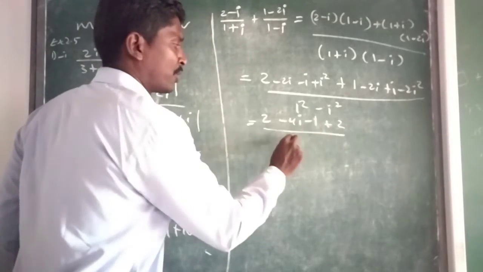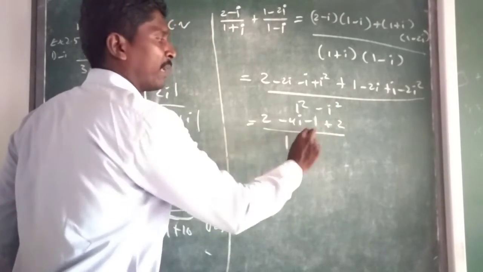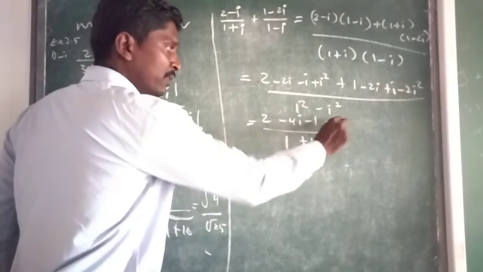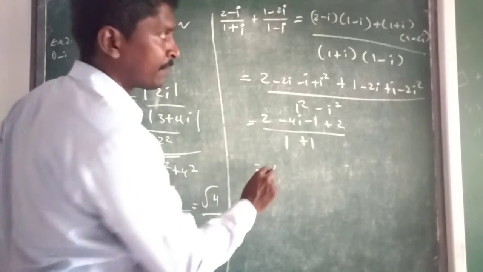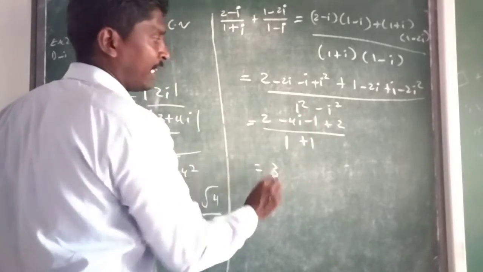Then the denominator: 1 square, i square becomes minus 1, when multiplied becomes plus 1. So 4 minus 1, 3.